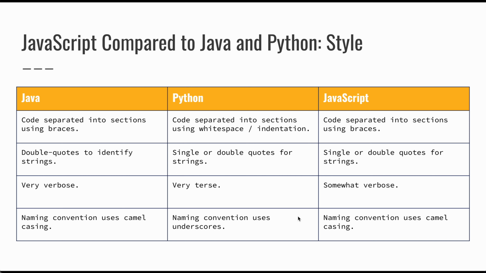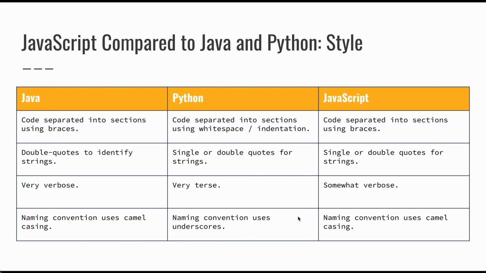So, comparing the style of Java and Python to JavaScript, in JavaScript we're going to separate our sections by braces instead of using white space. So that's very similar to what you see in Java. In JavaScript we can use single or double quotes for strings just like we can in Python, and escaping works very similarly. With JavaScript it's not quite as terse as Python. It's typically not as verbose as Java. So the language itself tends to be a little bit more compact, but probably not as compact as the code that you might write in Python.